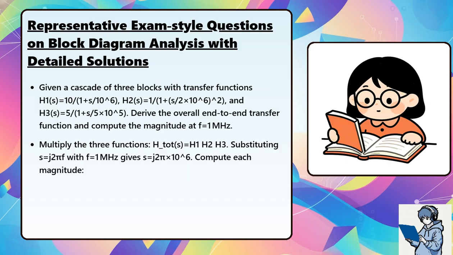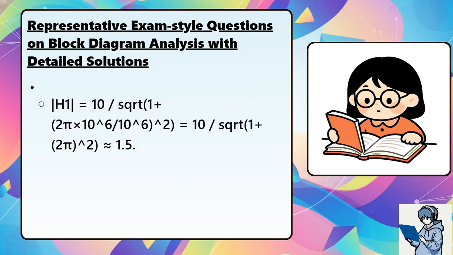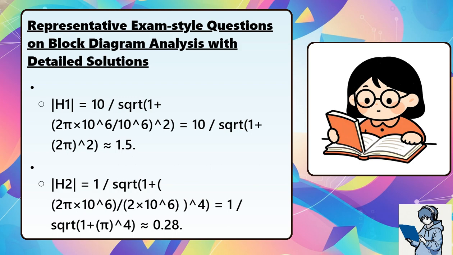Compute each magnitude. Magnitude of H1 equals 10 divided by the square root of 1 plus (2π times 10 to the 6 divided by 10 to the 6) squared, which simplifies to 10 divided by the square root of 1 plus 2π squared, approximately 1.5. Magnitude of H2 equals 1 divided by the square root of 1 plus ((2π times 10 to the 6) divided by (2 times 10 to the 6)) to the 4th power, which simplifies to 1 divided by the square root of 1 plus π to the 4th, approximately 0.28.